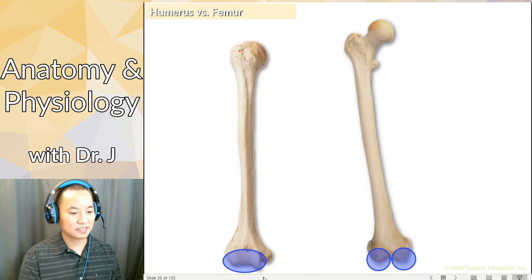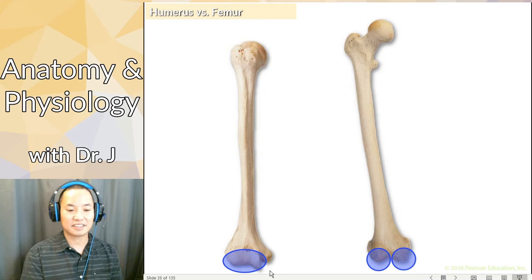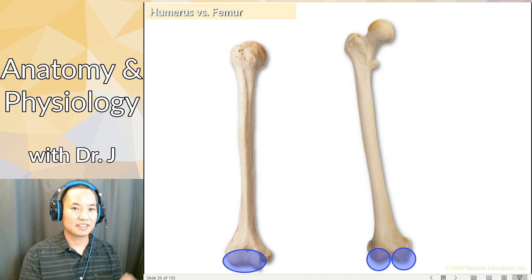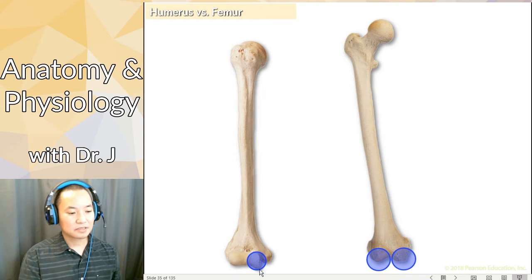And then what do you see here? Well, you have condyles outlined here. But compare the condyles. Remember, you have the trochlea and the capitulum in the humerus, and then you have condyles in the femur, the lateral and medial condyle. But look at them. Notice that the trochlea doesn't look very similar to the capitulum, but the lateral and medial condyles are pretty similar in the femur.